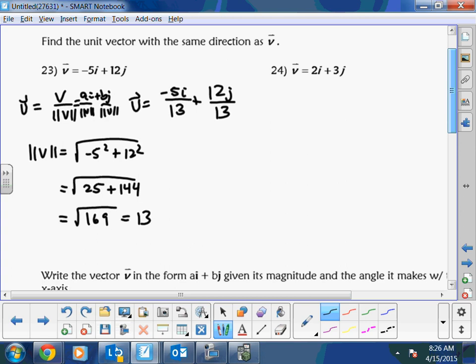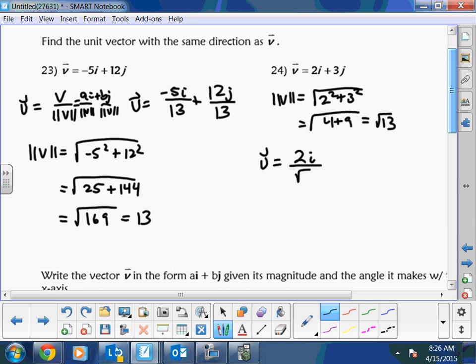If you're given a square root as a denominator, you have to rationalize it. And I think that's going to be the case for this one. So when I find the unit vector for this, let's find the magnitude of it. I'll get 2 squared plus 3 squared, which means 4 plus 9, which means I get the square root of 13. So my unit vector is going to be 2i over the square root of 13 plus 3j over the square root of 13.